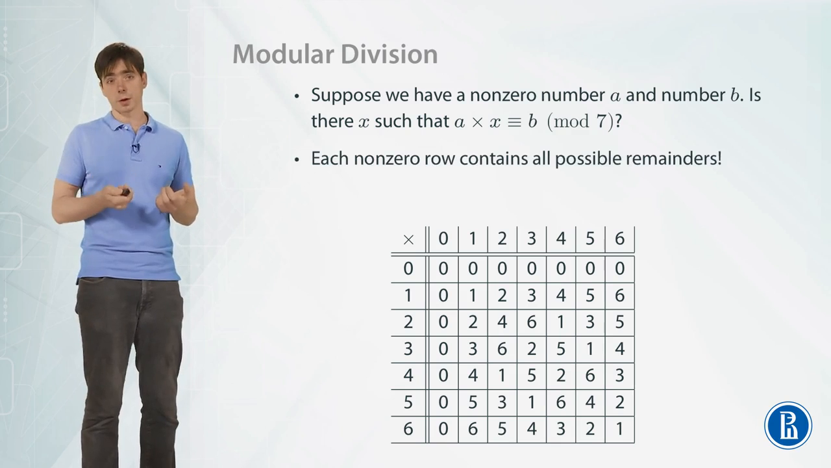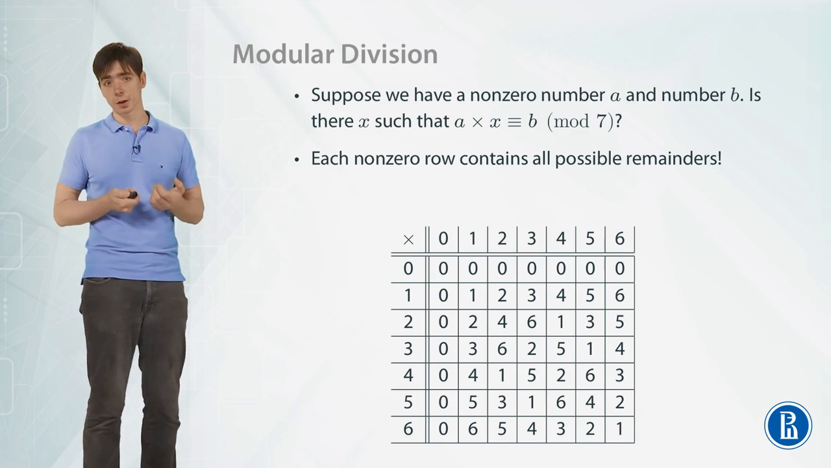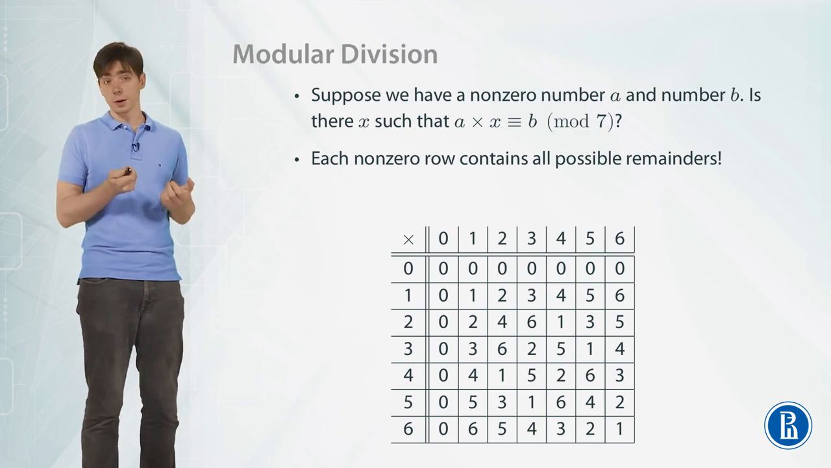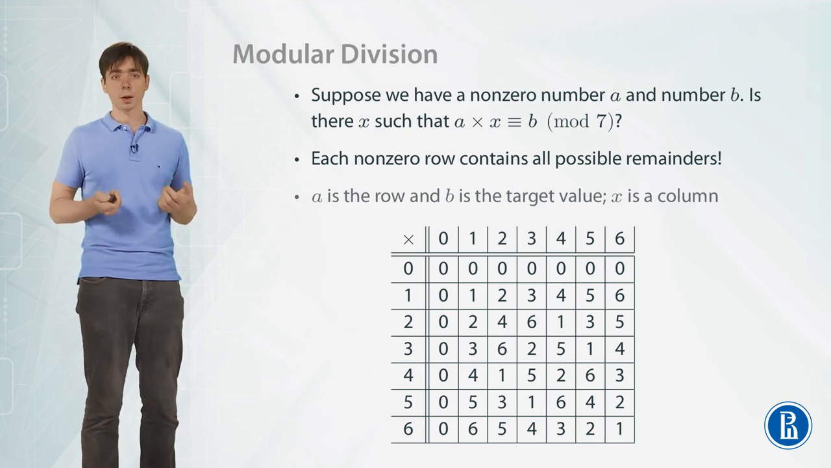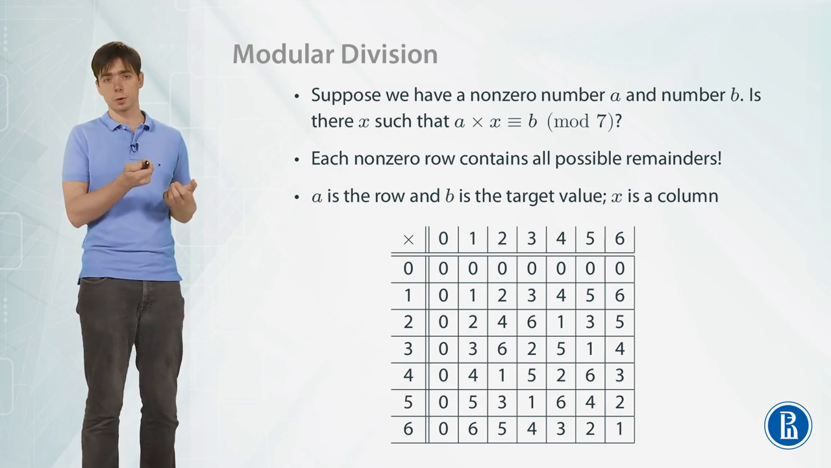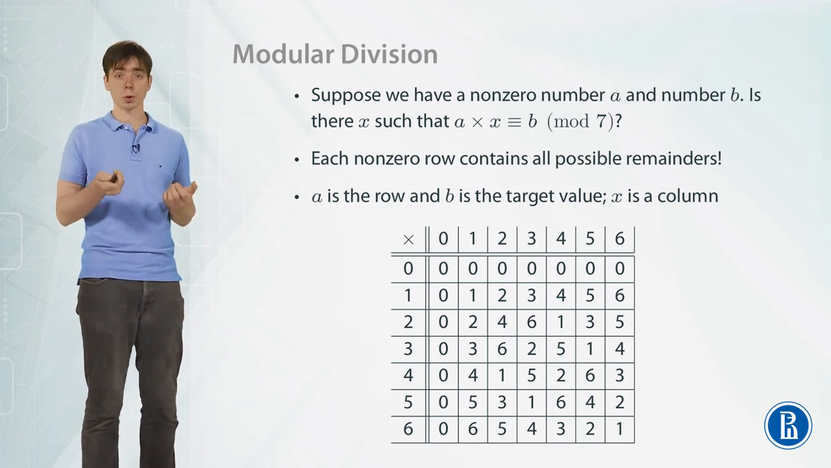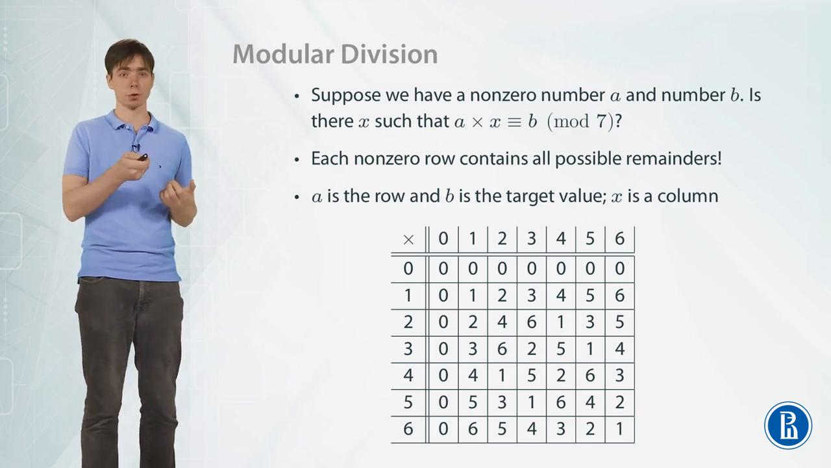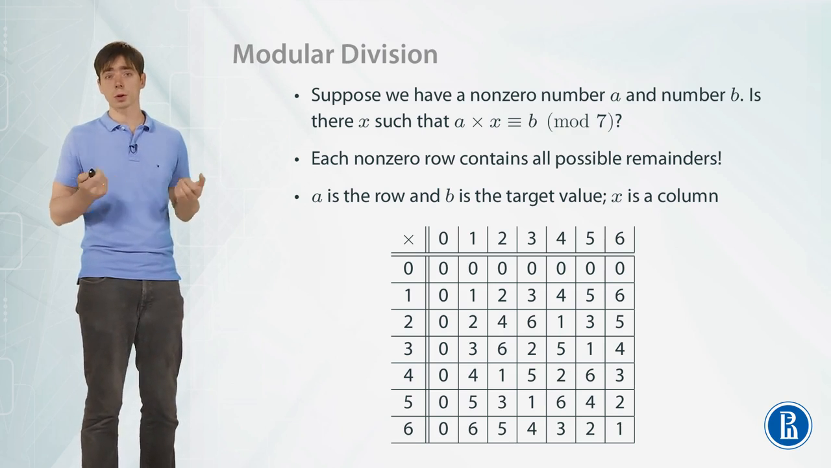But if a is non-zero, we can ask this question: is it true that x exists? And here we can look at the multiplication table, and again we can see that x always exists if a is non-zero. Again, each non-zero row, each row which is not the first one, contains all possible remainders. And again, a here corresponds to a row, b corresponds to the target value in this row, and x is a column. If we pick any row which is not the first one, then we can see all possible values in this row. So whatever target value, whatever b we have, there is a column having this value at the intersection with our row. So modular division is always possible.